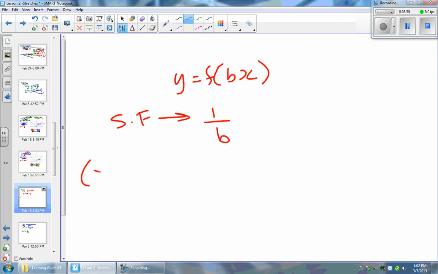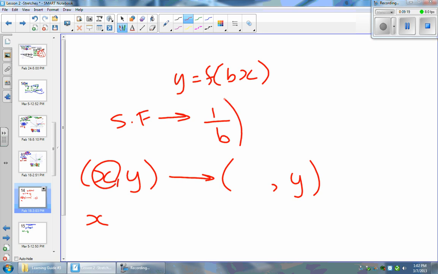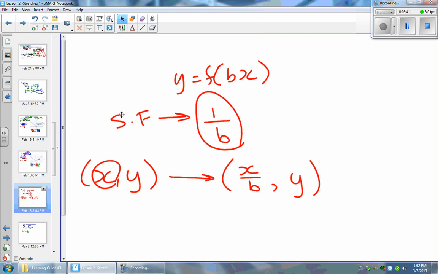So what happens to a point? Say we have a point (x, y) on the original function. When we apply a horizontal stretch, what happens to that point? Well, our y values stay the same, they stay constant, but what happens to this x value? Well, we're multiplying by whatever our stretch factor is, and our stretch factor is the reciprocal of our b value. So x times 1/b is going to give me a new coordinate of x/b. Okay, so x becomes x/b under a horizontal stretch. So there is my introduction to what a horizontal stretch is.